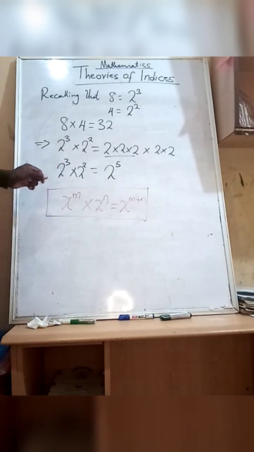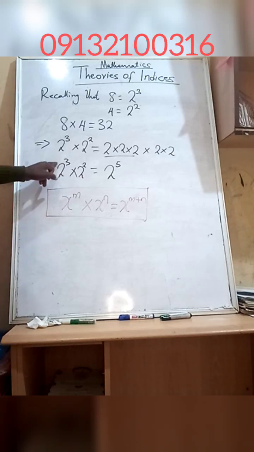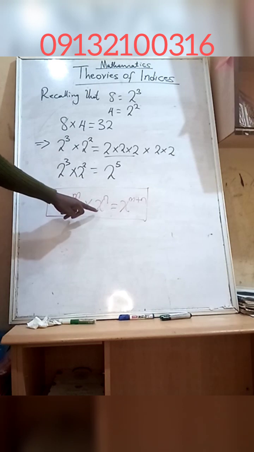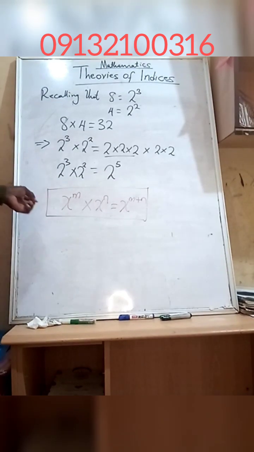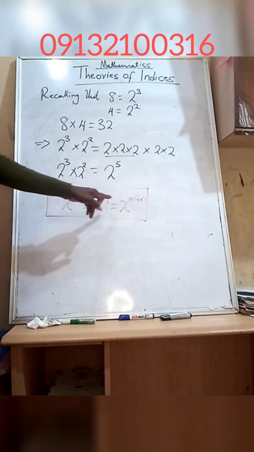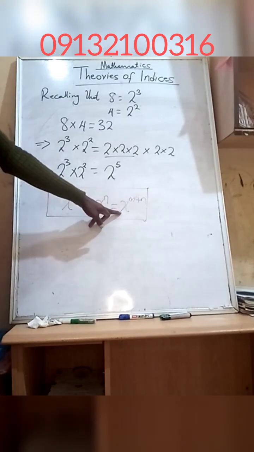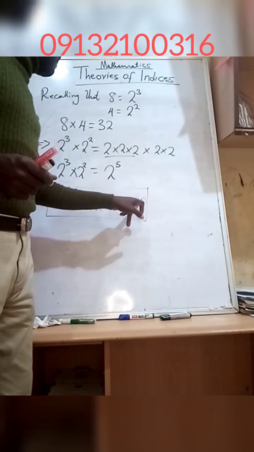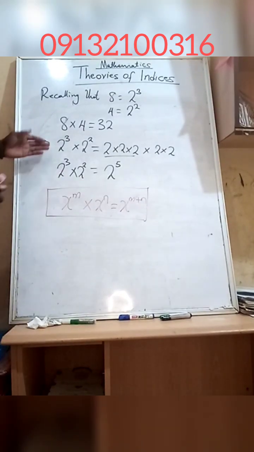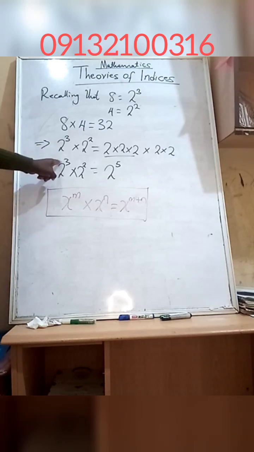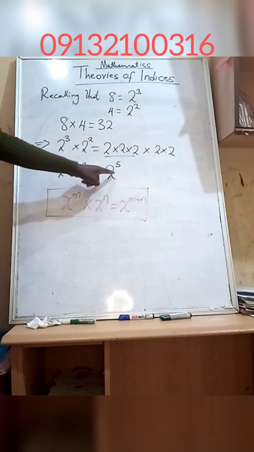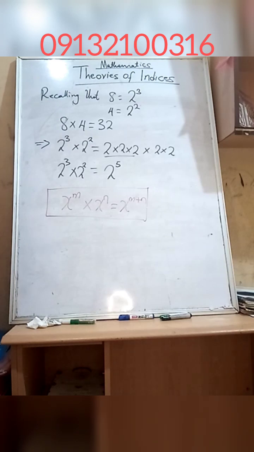Now, whenever we have two numbers, as in 2 raised to the power 3 times 2 raised to the power 2, if we are multiplying them, we simply retain one of the bases and add the powers. So it is expressly shown here: 2 raised to the power 3 times 2 raised to the power 2 is equal to 2 raised to the power 5. It's now left for us to confirm.